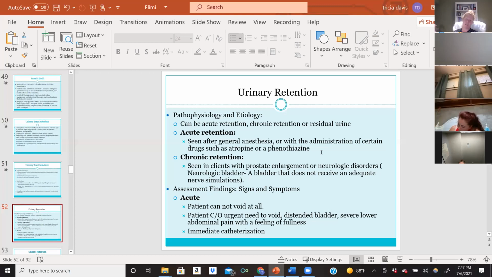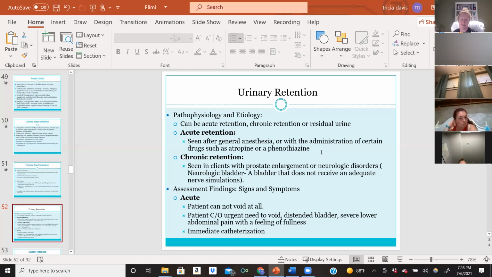Chronic retention is what we see in patients who have prostate enlargement. The prostate is too large and the urine can't get through. We also see it in patients who have neurologic disorders. An example would be a neurogenic bladder. This is a bladder that does not receive an adequate amount of nerve stimulation. It doesn't mean that these people are incontinent of urine. It just means that they don't know when they have to go.